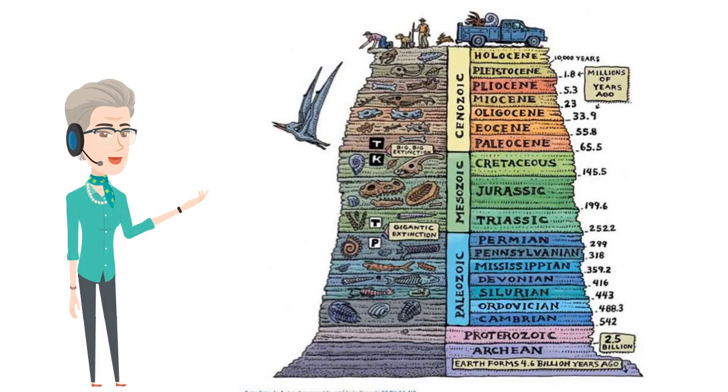Dating rocks and fossils is crucial in understanding the history of our planet, and the processes that have shaped it over millions of years. Paleontologists and geologists use various dating techniques to determine the age of fossils and the rocks they are found in. These techniques are vital in building a geologic timescale and unraveling the chronology of Earth's past. This section will explore the different fossil dating techniques and their applications.